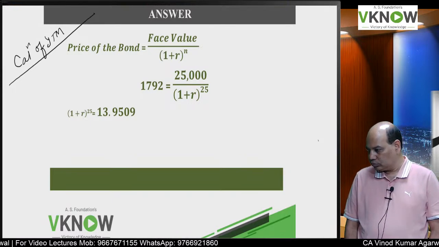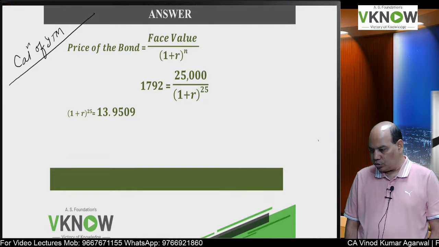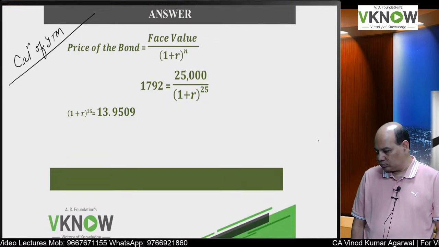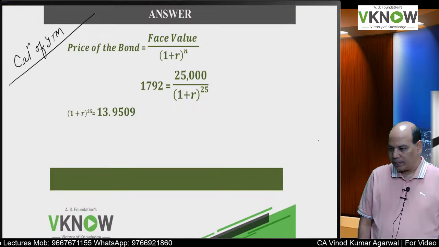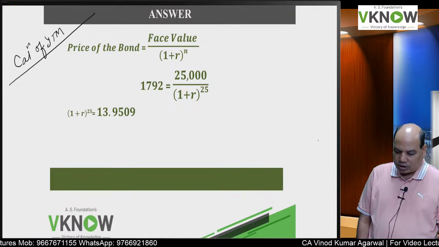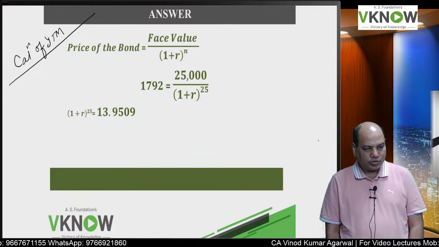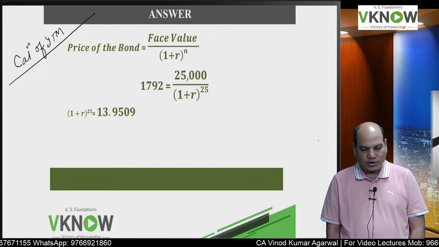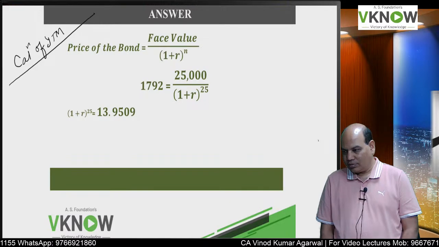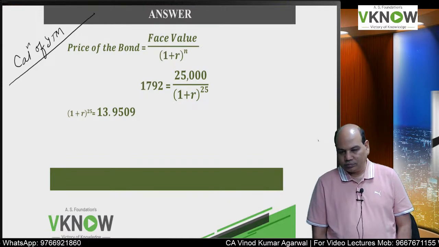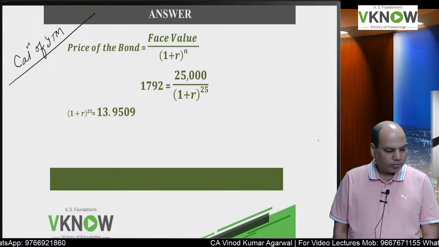1792 equal to 25,000 divided by 1 plus R to the power 25. So now our dear students will solve this equation and give me the answer. Kindly solve.